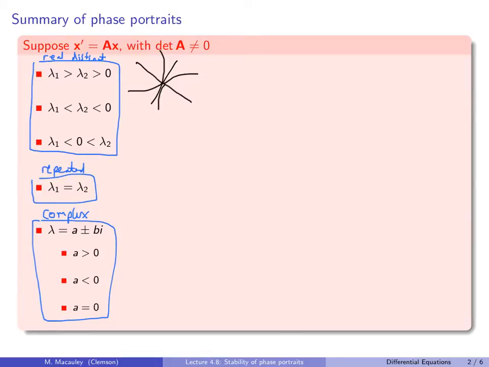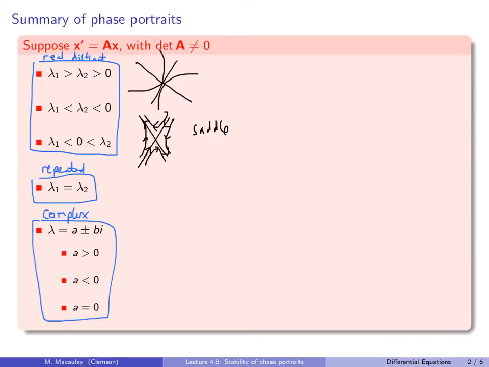When we have a saddle point, things are a little bit different. In this case, one eigenvalue is positive and one negative. Let's draw the eigenvector lines as we did before, and say that this one is the positive eigenvalue and this one is the negative. Then we have solutions that go this way, and then they go this way. And this is, of course, called a saddle.